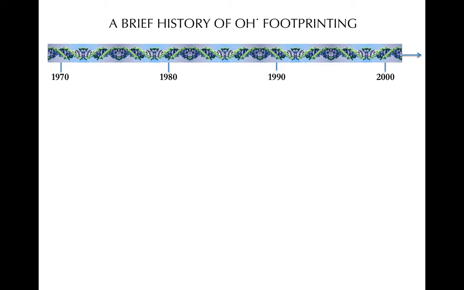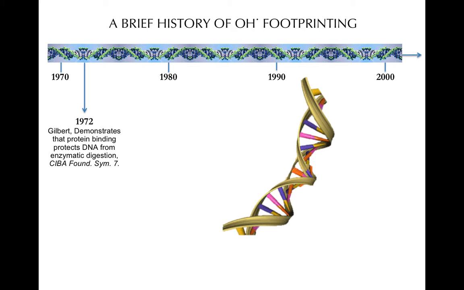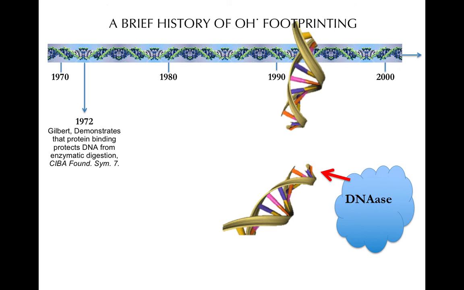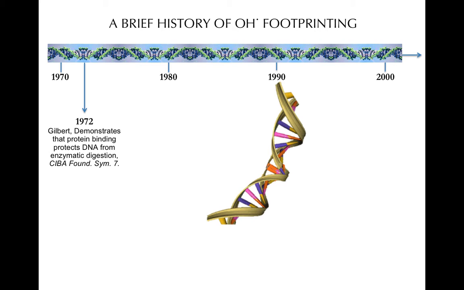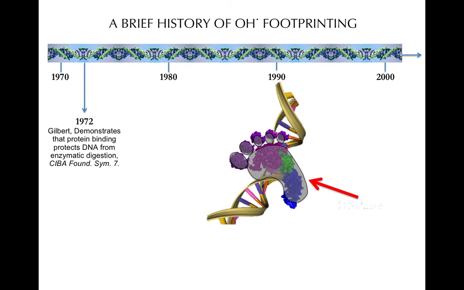First I'd like to give you a very brief history of the footprinting method. This has been around quite a while now. Hydroxyl radical footprinting was first discovered in the early 70s, where it was shown that you could use DNA to figure out where protein was binding on a strand of DNA. The idea behind this method is that DNase will cleave DNA at certain positions, but if the DNA strand is protected by a protein at those positions, then you won't get cleavage. By comparing the cleavage products with and without protein, you can figure out exactly where the protein was bound.